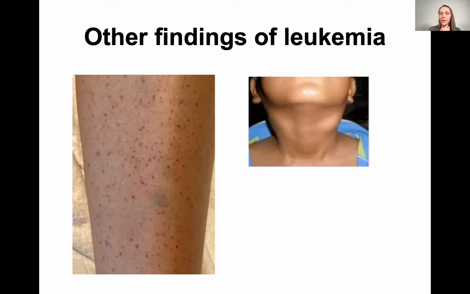Big lymph nodes is another potential sign of leukemia. Of course, kids can get swollen lymph nodes when they have an infection, but these are usually hard and firm and pretty apparent, like on this small child here.